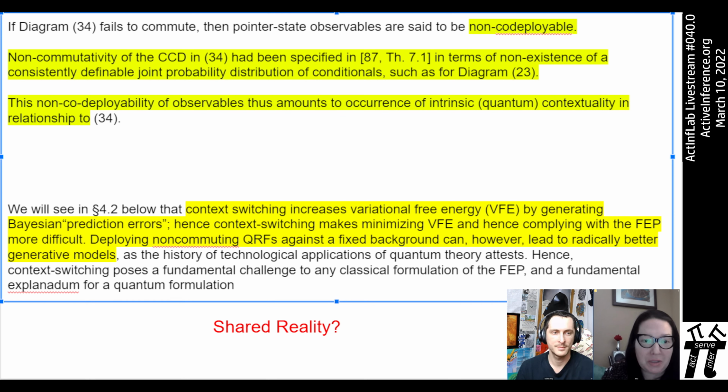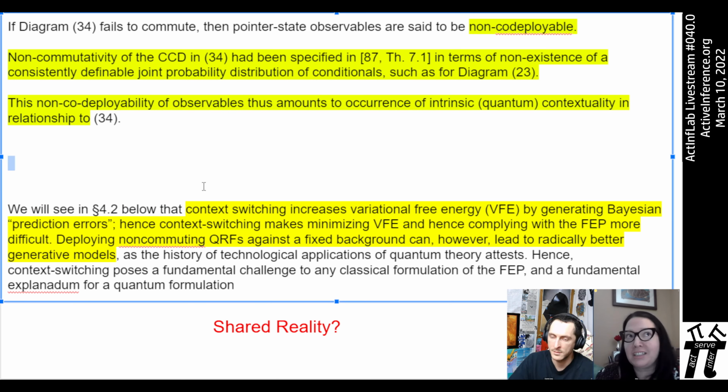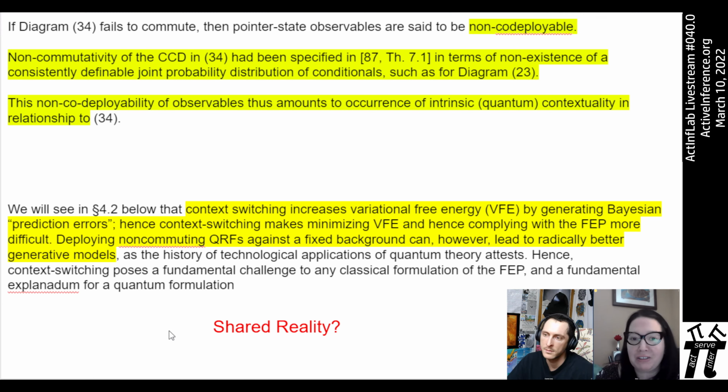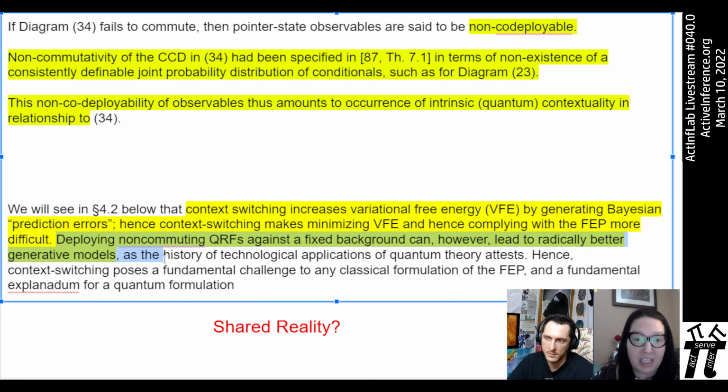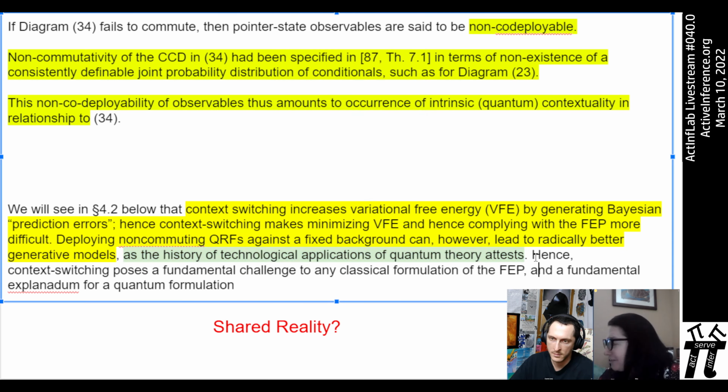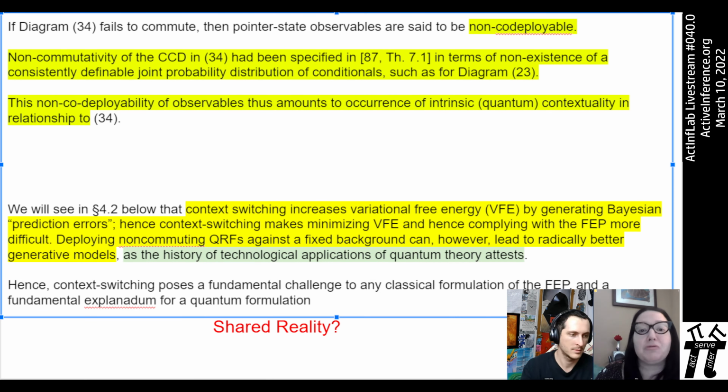So they say in 4.2 below that context switching increases variational free energy by generating prediction errors. And like if you're in one context and you have a prediction, and then you move to another context with the same prediction, your outcome's going to be different. So it increases variational free energy, which makes minimizing variational free energy and complying with the FEP more difficult. So like going from my same generative model from one context to another context to another context makes it hard, but can lead to radically better generative models. So you're always updating, your model becomes more generalizable under different contexts. So yes, context switching poses a fundamental challenge to any classical formulation of the FEP and a fundamental explanatum, I've not heard that before, for a quantum formulation.